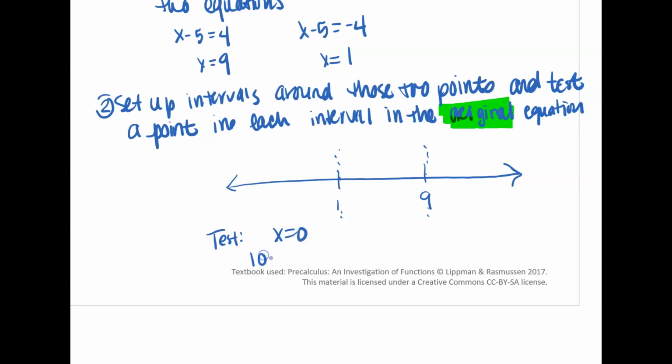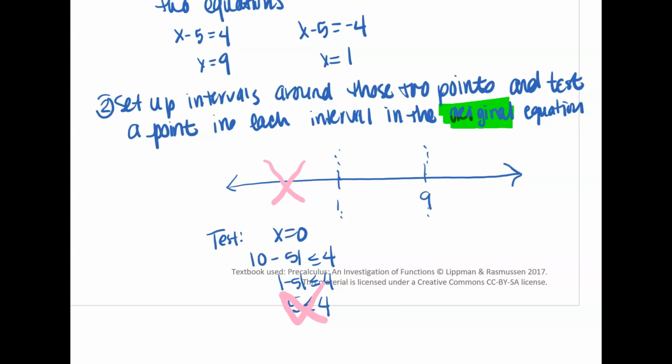So I'm going to go back up to my original, the absolute value of 0 minus 5 less than or equal to 4. So it gives me the absolute value of negative 5 less than or equal to 4, which is 5 is less than or equal to 4. And that is not true. So that means that my solutions are not going to be in this area.